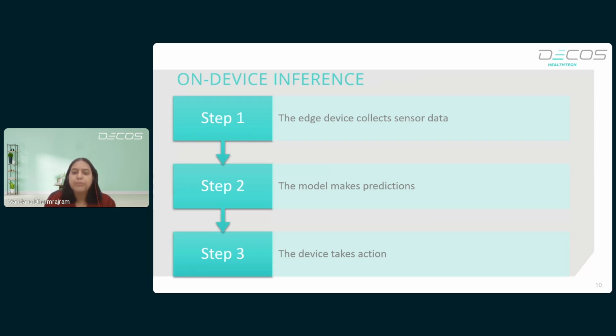Step 2, the model makes a prediction. The processed data is fed into the deployed TinyML model. The model analyzes the input and predicts the most likely outcome based on its training. Step 3, the device takes action. Based on the model's prediction, the microcontroller executes a predefined action. Actions could include turning on an LED, triggering a sound, sending a notification, or activating a motor.